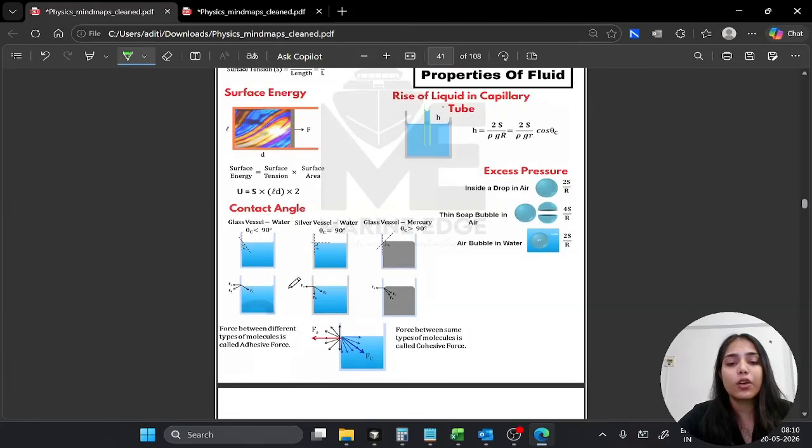All right. Next, we have the contact angle. Whenever we have a liquid, it can be water, it can be mercury, whatever angle it makes with the vessel is called the contact angle. For a glass vessel and water, the contact angle is less than 90 degrees. For a silver vessel and water, the contact angle is exactly 90 degrees. And when we talk about mercury and a glass vessel, you'll see there is a curve upward, because the contact angle is greater than 90 degrees.